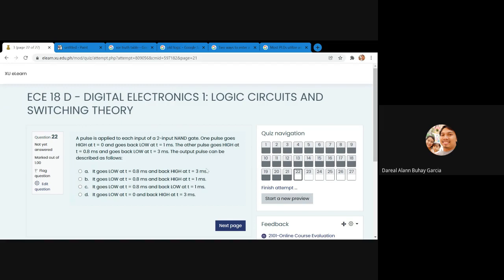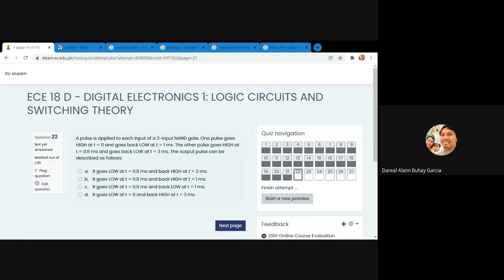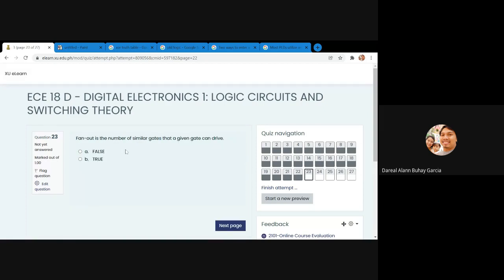A pulse is applied to each input. Basta, kabalo na taan sa pagbuhat ani, no? Kala mo paper, and then mag-graph lang mo. Skip na ito ni. Fan out is the number of similar gates at a given drive that a given gate can drive. So, siguro ni siya.